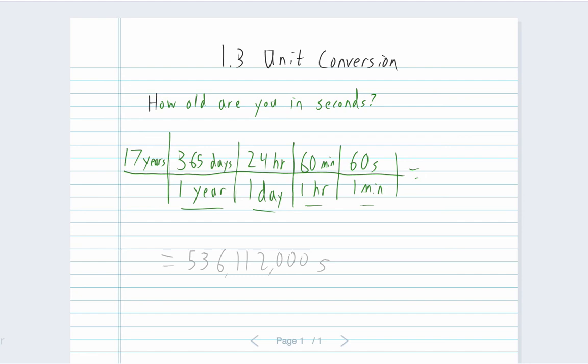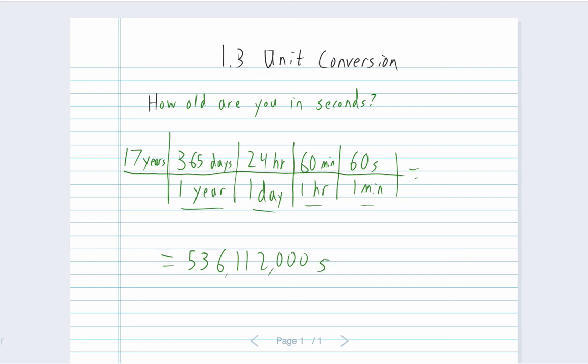Let me go grab my calculator really quick. I always forget to grab it before I start. Okay, and then we'll times all those numbers together. So we're going to get 17 times 365 times 24 times 60 times 60. And when all is said and done, you end up with 536,112,000 seconds, approximately.